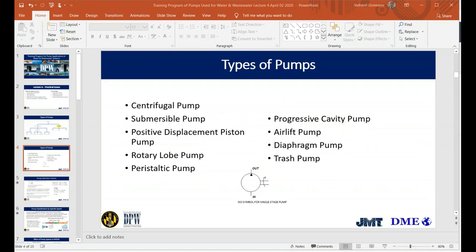In terms of where you put the pump into use, there are classifications such as submersible pumps, piston pumps, rotary lobe pumps, peristaltic pumps, diaphragm pumps, and so on. And this classification has to do more with the mechanism that is adding the pressure or the energy to the fluid within the pump body.